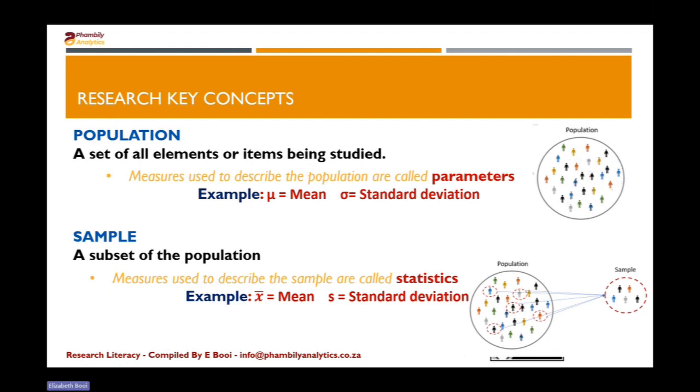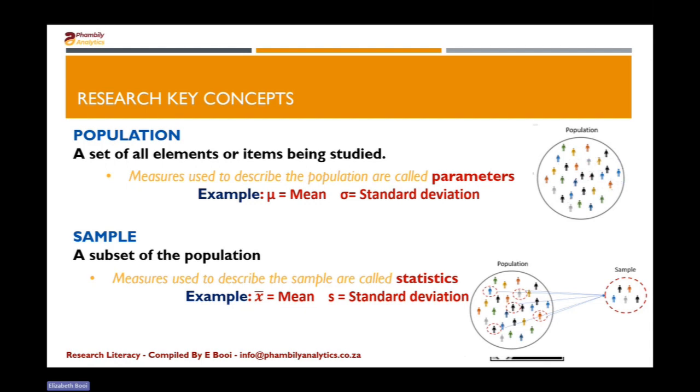So since the population is big and we cannot study it, we know that it's challenging, then we need to sample from that population and create a small group of individuals or items that is manageable, that is not going to take us forever to analyze. And we go and analyze that. And that is what we call a sample. A sample is just a subset of your population.